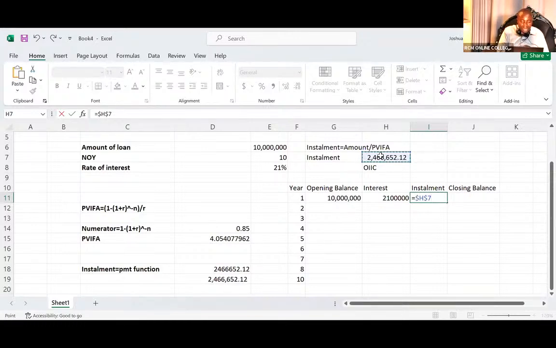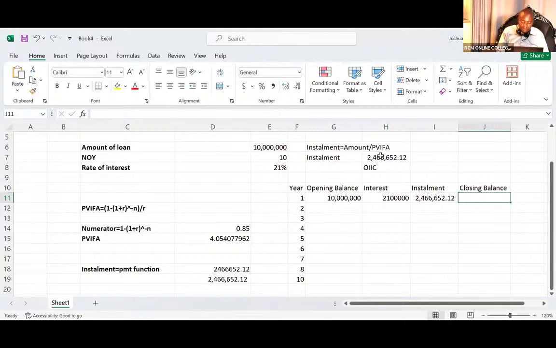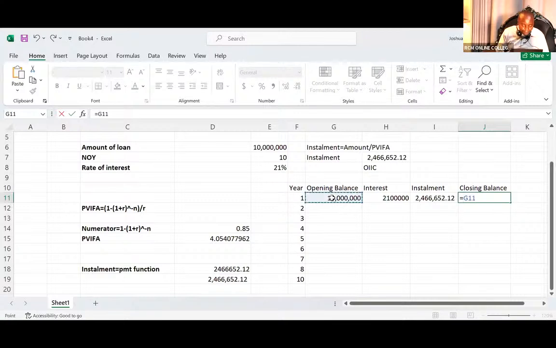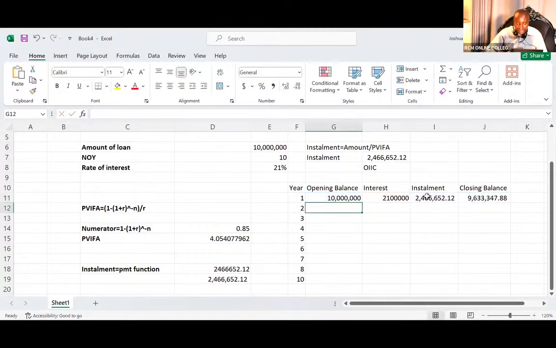And then, ladies and gentlemen, I will go to the closing balance. Is there anybody who knows how I'll be able to get closing balance? It's very easy. You take the opening balance, you say plus the rate of interest, minus the installment paid. Anytime you want to get closing balance, you take the opening, you load interest on it because interest must always increase the loan balance, and then you subtract the installment. And then, of course, you say enter.